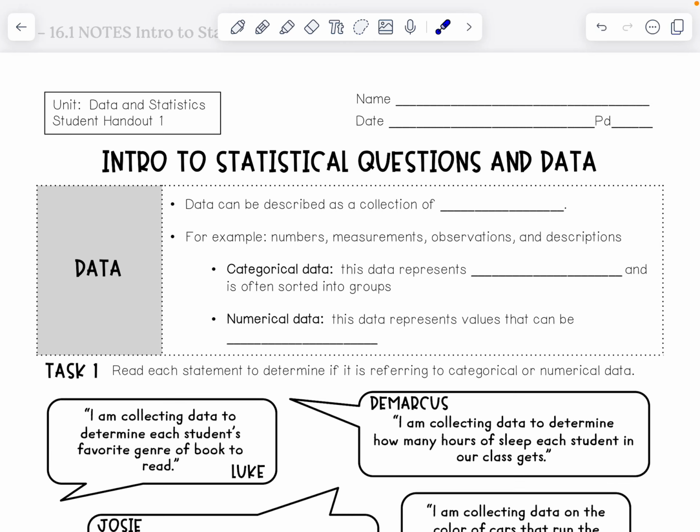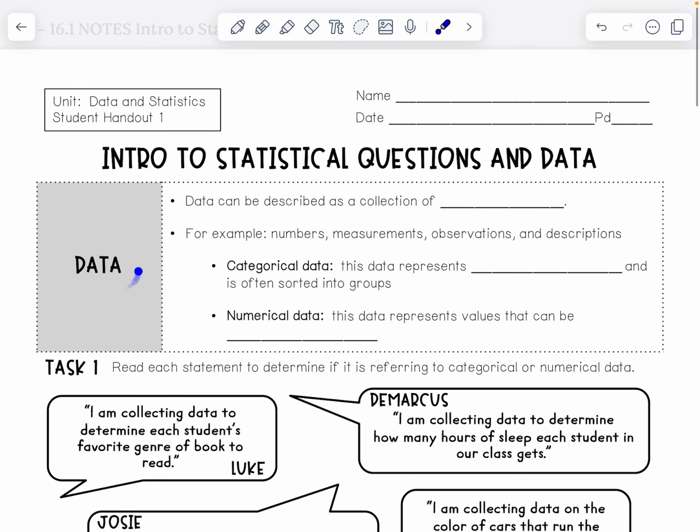In this lesson, we are going to introduce you to statistical questions and data. Let's begin. So, what is data? It can be described as a collection of facts. So, not opinions, but facts. For example, numbers, measurements, observations, and descriptions are all examples of data. How you feel about something, about the weather, not necessarily data.